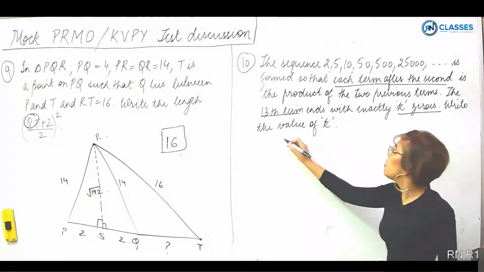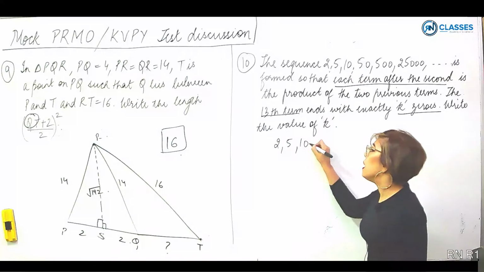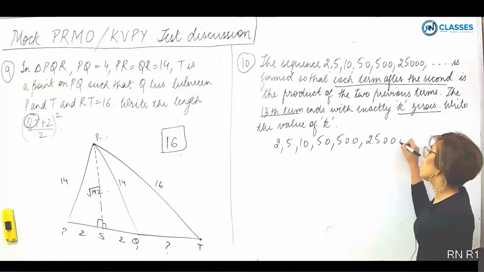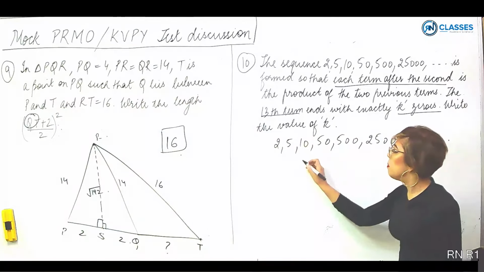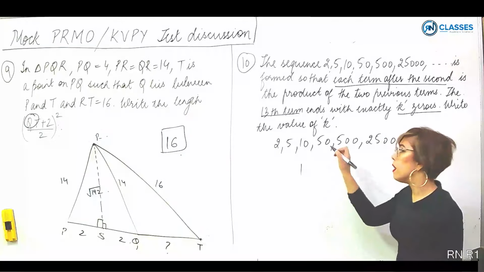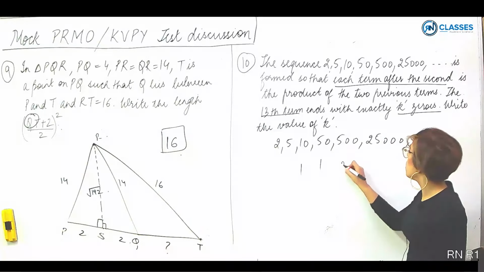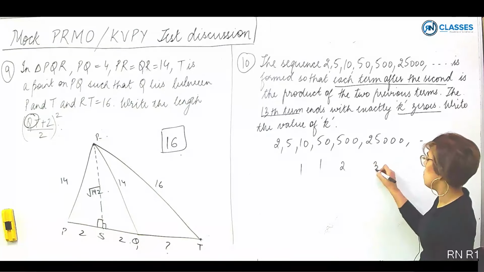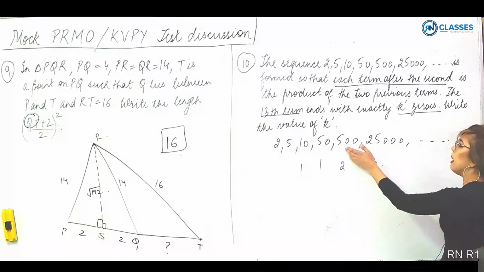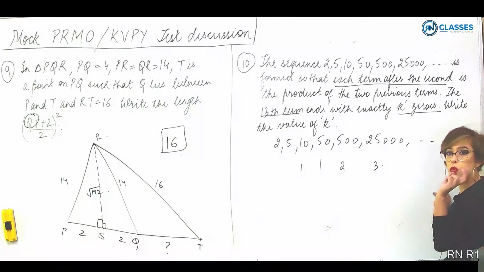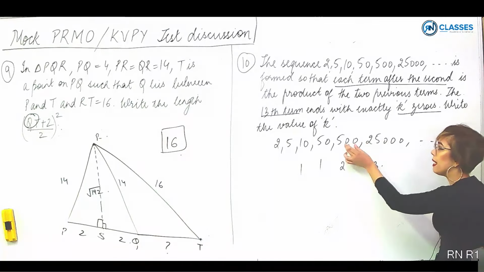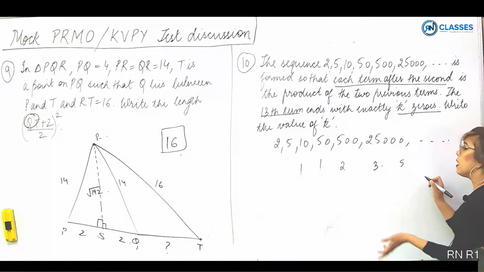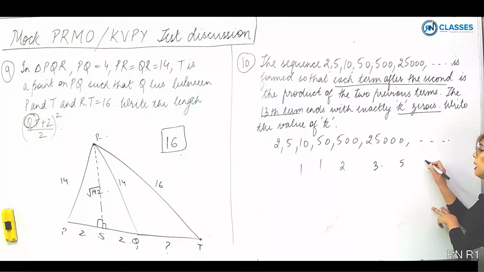Right? Now my sequence is what? 2, then 5, then 10, then 50, then 500, then 25,000, and so on. As you can see, the third term has how many zeros? 1 zero, then 1 zero here, then 2 zeros here, then how many zeros? 3 zeros here, right? Now, if I multiply these two terms, a factor of 2 is already there. That means I can get the number of zeros from here. So 2 plus 3, that is 5. Next, you will find out that the number of zeros would be 8.